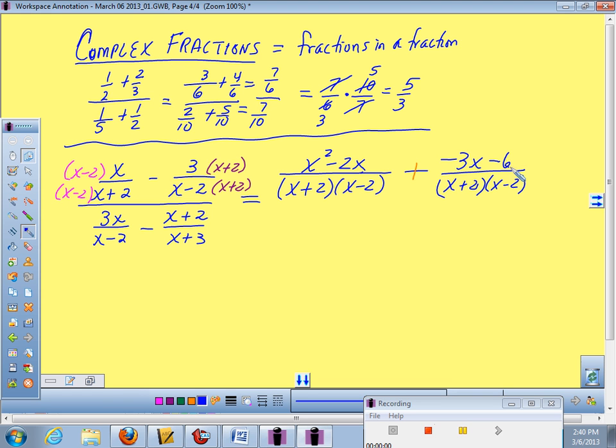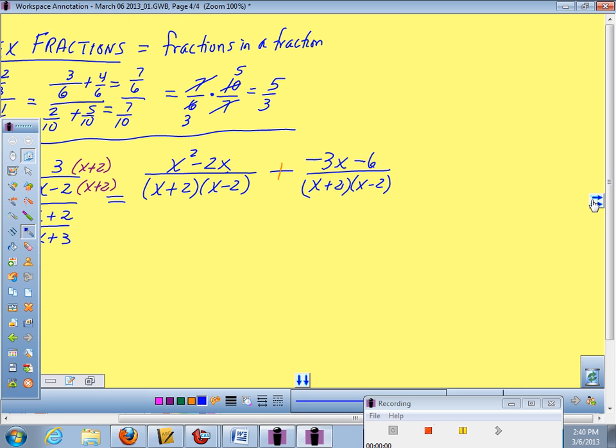Now, am I done with this top section? This is where I always have people go astray. They get all this done, and then they don't add it together. You need to add all that together and make one fraction. So I'm going to have one big fraction over x plus 2 and x minus 2. Add up your like terms. What have I got? Yep, x squared minus 5x, because we got negative 2 and negative 3, minus 6. Now we're down to one fraction. We're happy with that one.